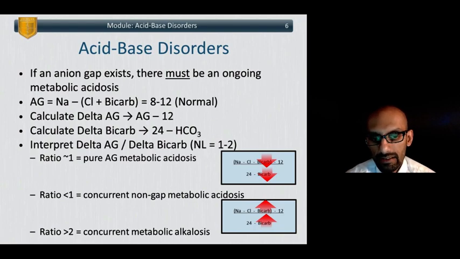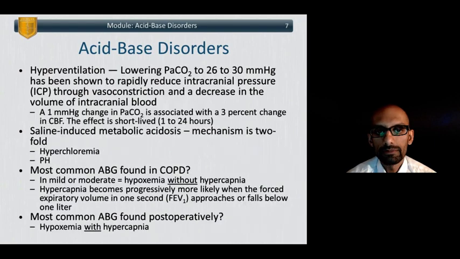And then lastly, if you have a ratio greater than 2, meaning this number is very large, that is significant for a metabolic alkalosis. So this is all probably getting beyond the threshold of detail that the exam will probably test you on, but just for the sake of completion, I did include it.